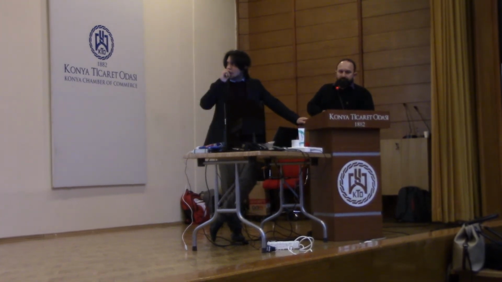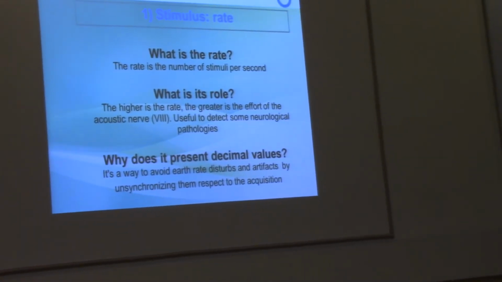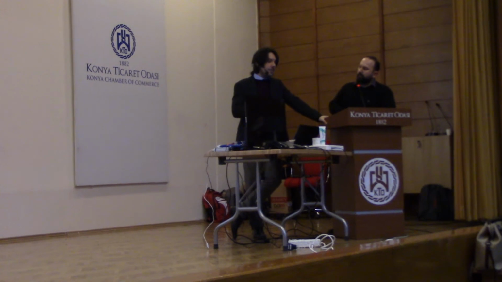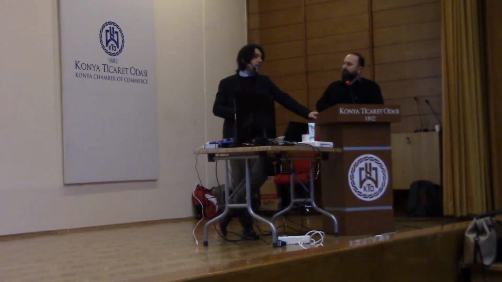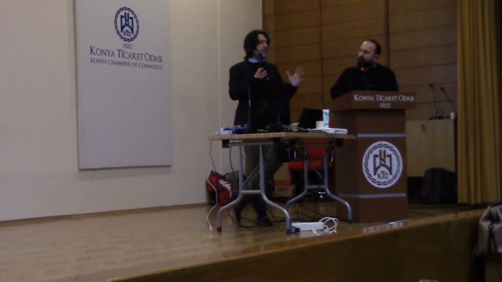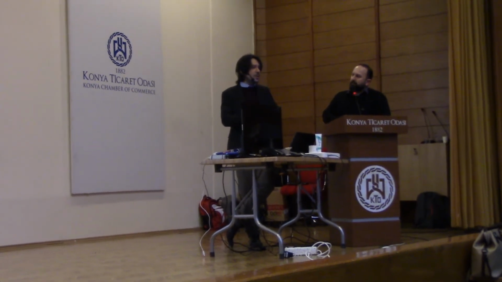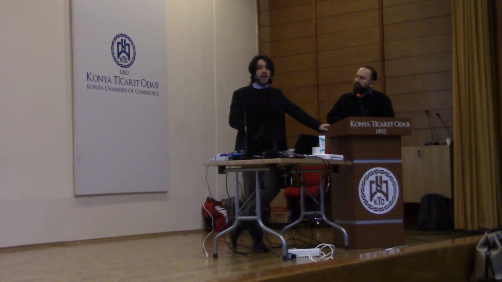So we talked about the stimulus properties. So the rate is the number of stimuli per second. Sometimes you use a decimal rate to avoid, so you remember I told you about the synchronization. A decimal rhythm of stimulation keeps randomly and it ensures that any interference will not be exactly in phase with the stimulus. So it's harder for it to get into the averaging.